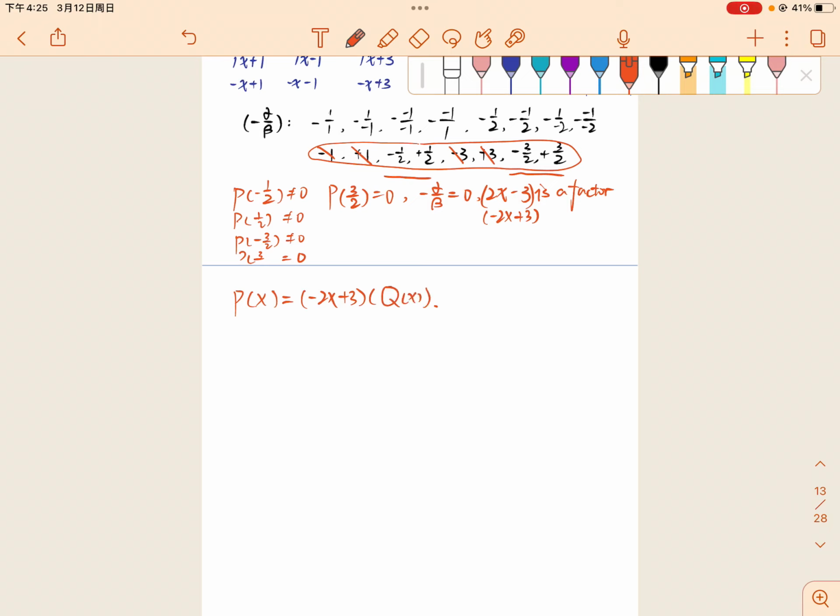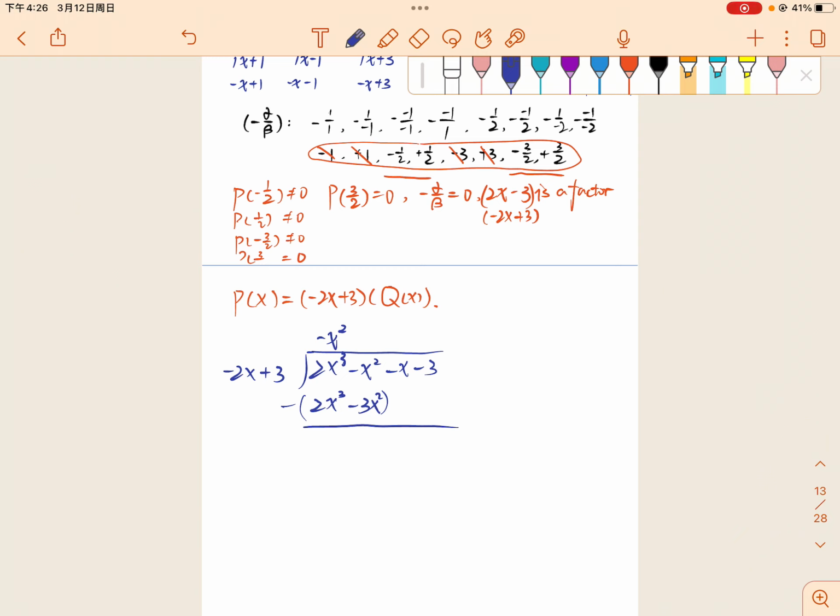Okay, and if we're using our long division, we will get 2x cubed minus x squared minus x minus 3 divided by negative 2x plus 3. And we're just using the long division method we did on Friday. That gives me negative x squared. That's 2x cubed minus 3x squared. And negative x squared minus negative 3x squared.